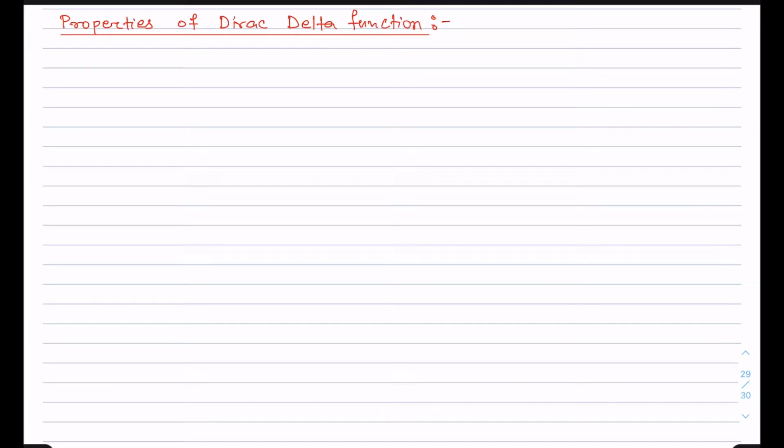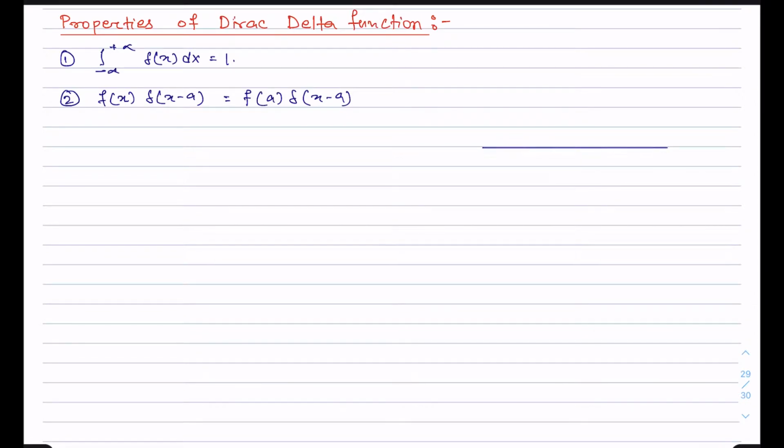So the first property is the integration from minus infinity to plus infinity of delta(x) dx is equal to 1. We already saw it, as it is the definition of the Dirac delta function. The second one is f(x) delta(x minus a) is equal to f(a) delta(x minus a). To prove it, let's consider any arbitrary function f(x).